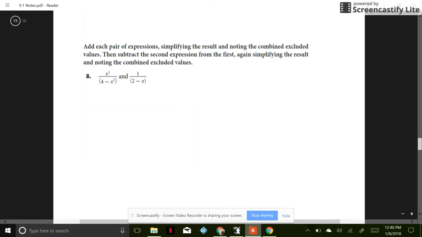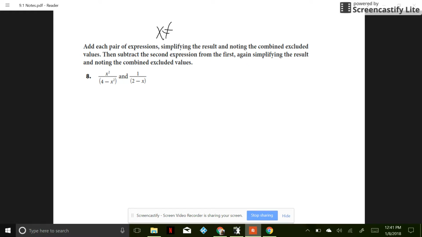Number 8 here, we're going to add and then subtract these and simplify. Again, we're noting the excluded values. So excluded values here in the denominator, we set 4 minus x squared equal to 0. We get solutions of plus or minus 2. And in the second fraction, if we set that one equal to 0, we'd get an excluded value of 2. So that one's getting doubled down. Our excluded values here: x cannot be plus or minus 2.